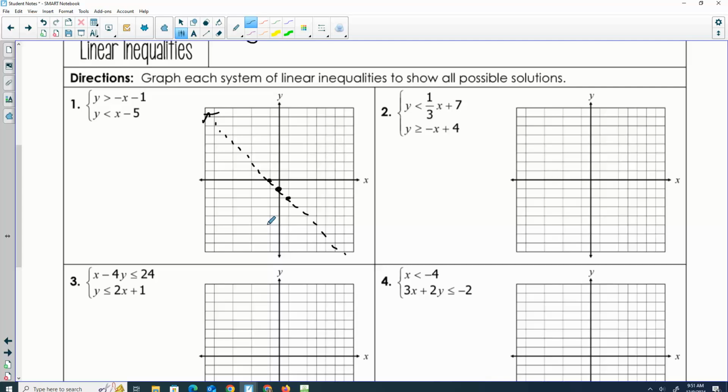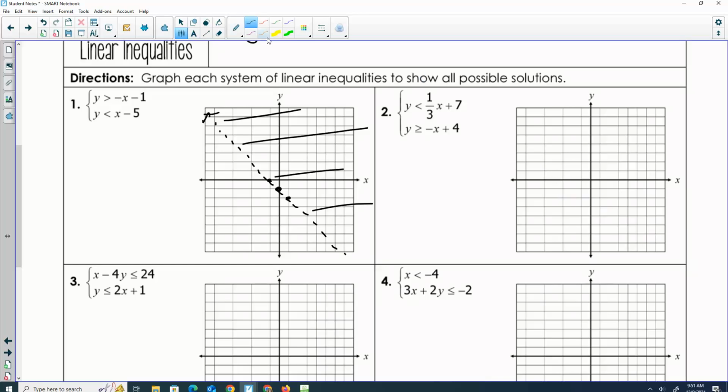All right, then am I shading above or below this line? Above. Greater than is above. Do this very lightly because it's not my final answer yet. So you are just lightly shading this in right now. Everything above this line works.